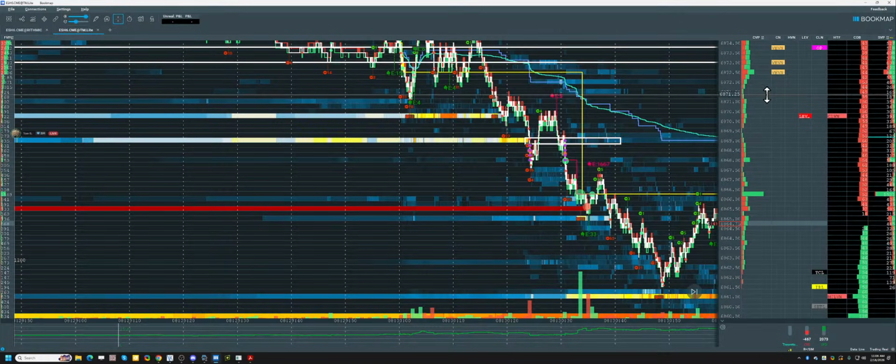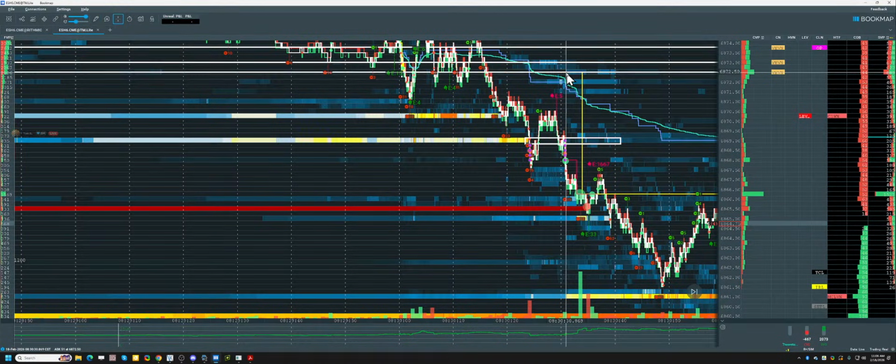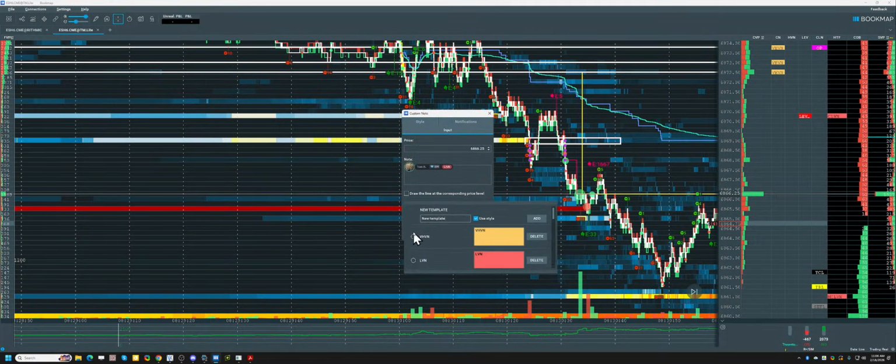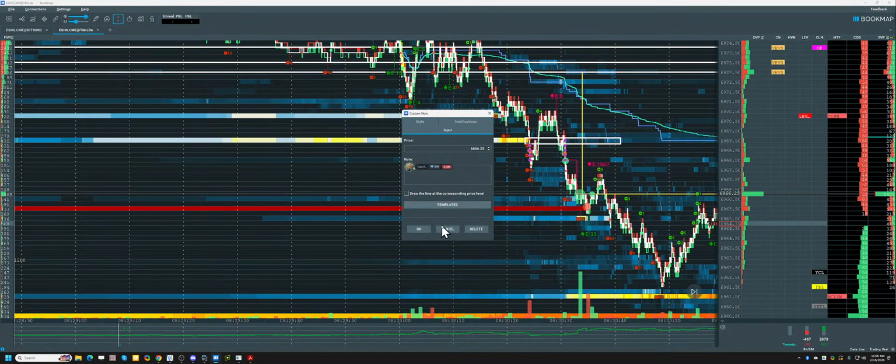VPOC migration. This is too high. Let me mark this for you. And this is the new retail price. I'm going to label it. I'm going to call it a variable high volume node. And I'm still looking for longs. So I've not taken any shorts.